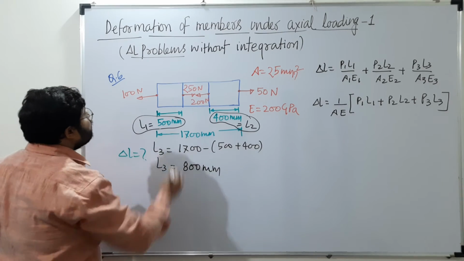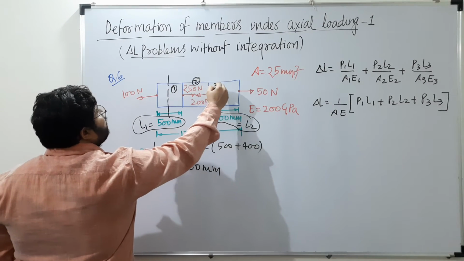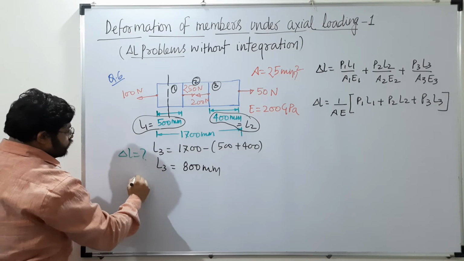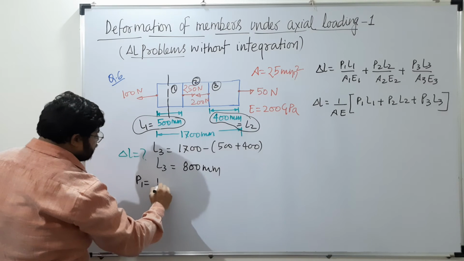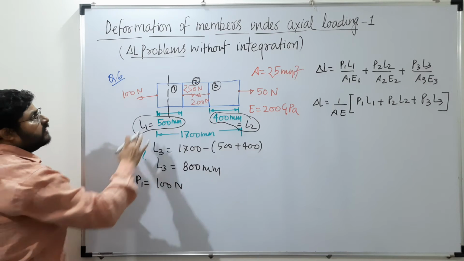So P1 can be taken as, now this is bar 1, this is bar 2 and this is bar 3. So if we take a section here, what we will get? P1. So we have enough practice of this. Now P1 can be directly written as 100 Newton, and because it is tensile, we will put the value positive. What is P2?